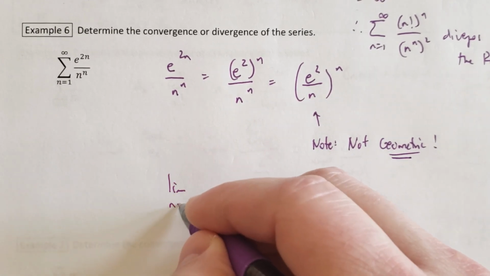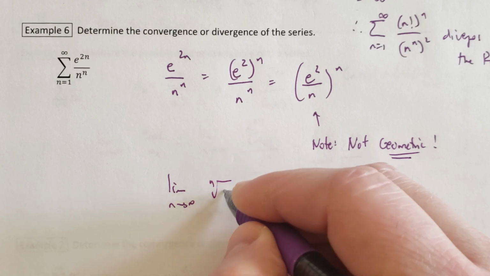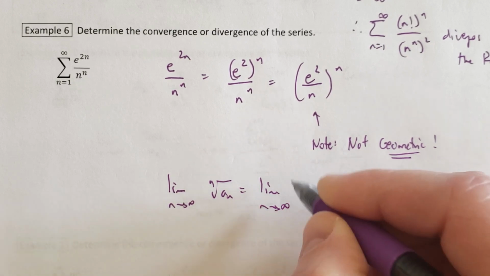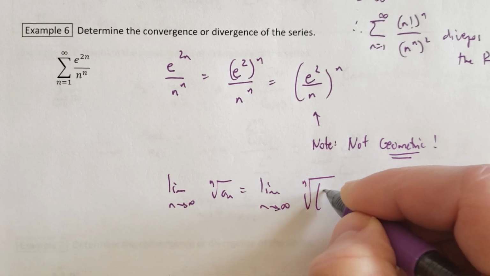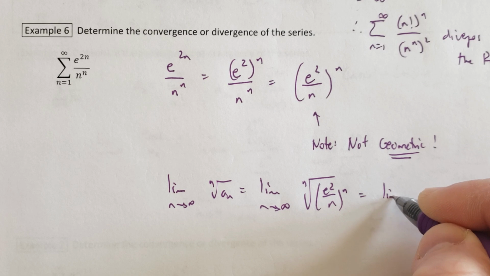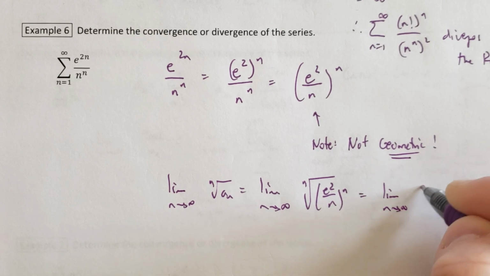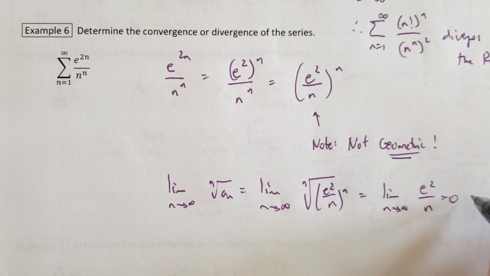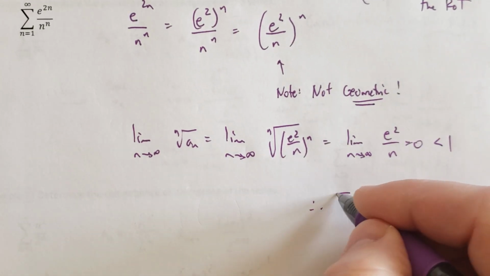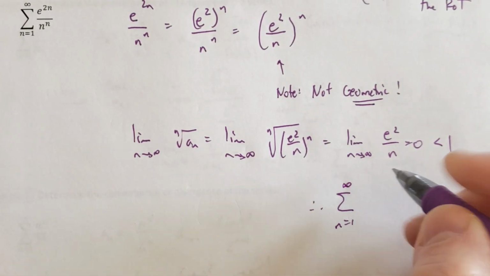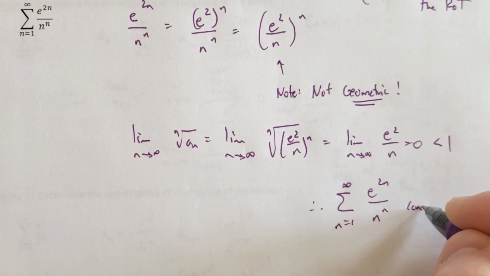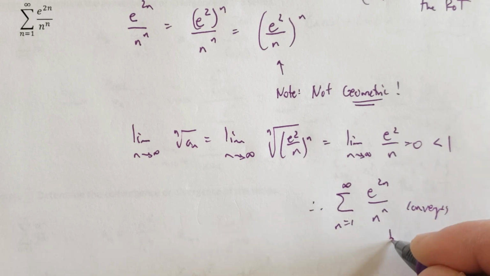So the limit as n goes to infinity of the nth root of a sub n will be the limit as n goes to infinity of the nth root of e squared over n to the nth, which will be the limit as n goes to infinity of e squared over n, which is 0, which is nice. That's less than 1. And so therefore, this series, n goes from 1 to infinity, e to the 2n over n to the nth, converges by the root test.